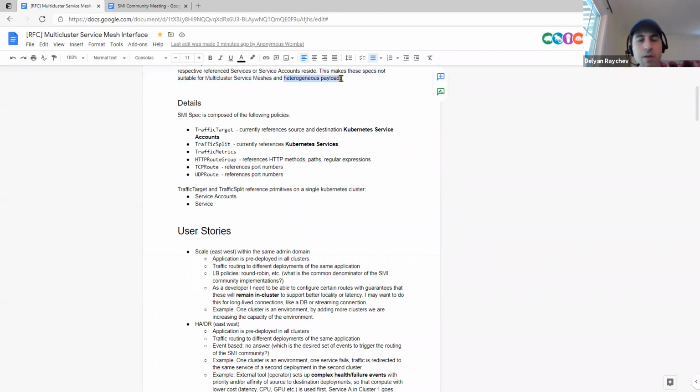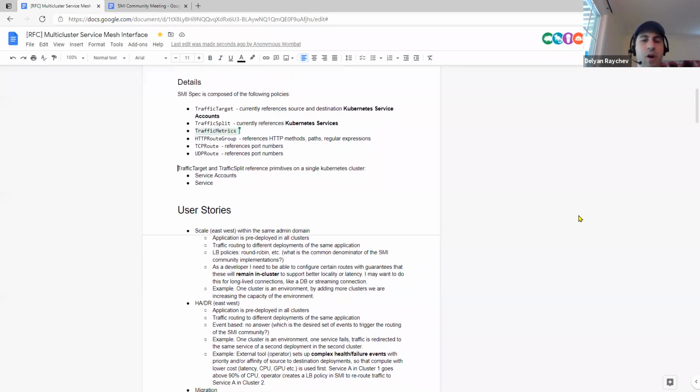I should mention that we expanded the scope of this group and also this doc to not only talk about a second or third Kubernetes cluster, but also other heterogeneous payloads. Feel free to interrupt me with questions. So I just breezed through what problem we have and what we're trying to solve.